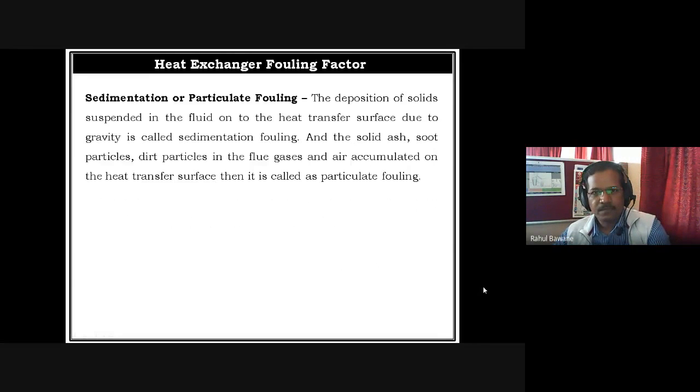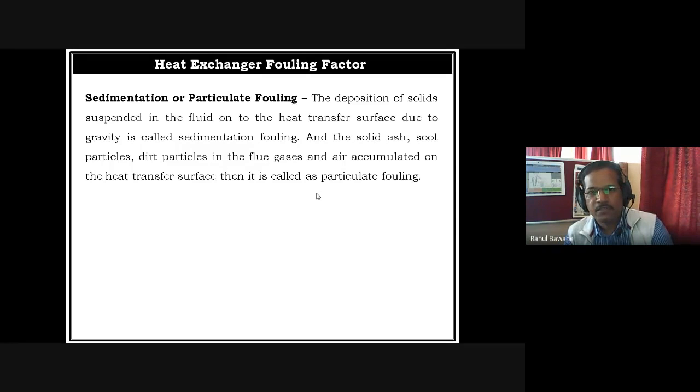Now move on. The second kind of fouling is sedimentation or particulate fouling. The deposition of solids suspended in the fluid on the heat transfer surface due to gravity is called sedimentation fouling. And when solid ash, soot particles, and dirt particles in the flue gases and air accumulate on the heat transfer surface, then it is called particulate fouling. Now the simple example.